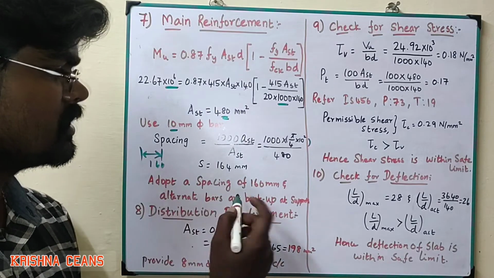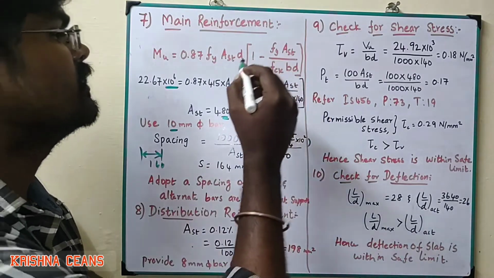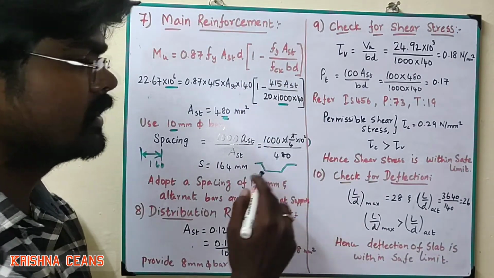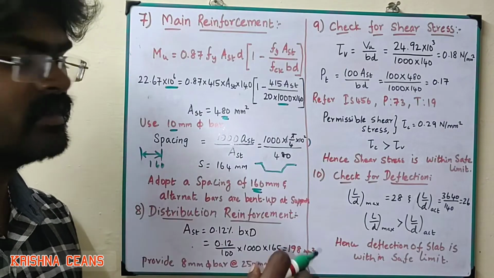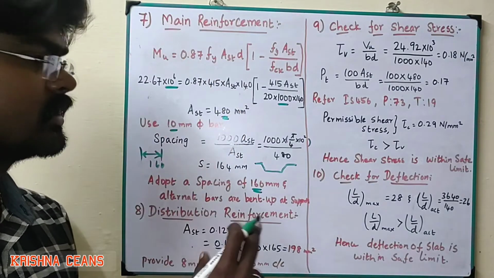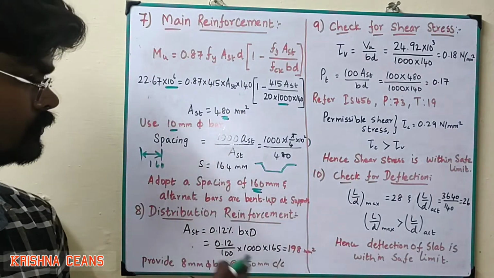So adopt spacing of 160 mm. And since it is a slab, we have to provide alternate bars. One bar we have to bend like that, another bar will be provided in the flat, since we have to maintain that overall thickness. So alternate bars are bent up at support.